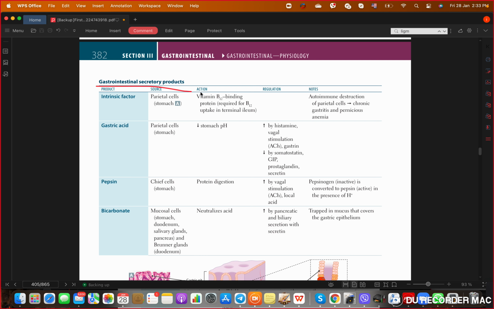Okay. Gastrointestinal secretory products. Let's speak about intrinsic factor that is produced.